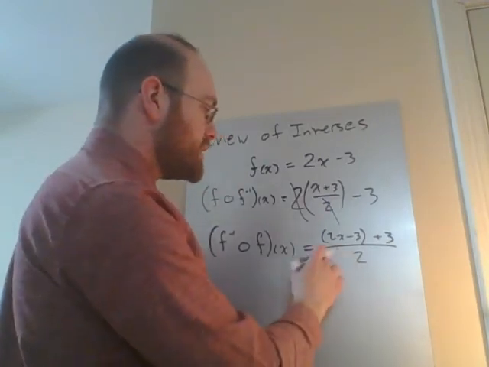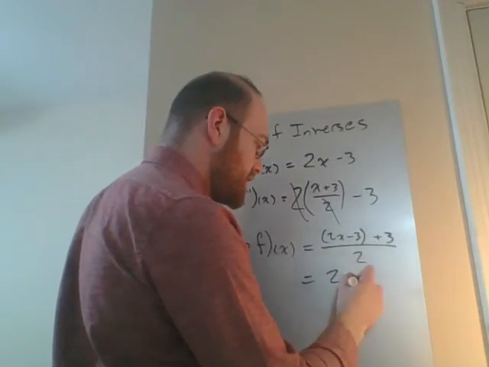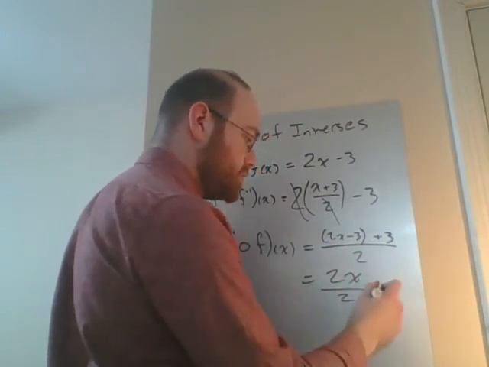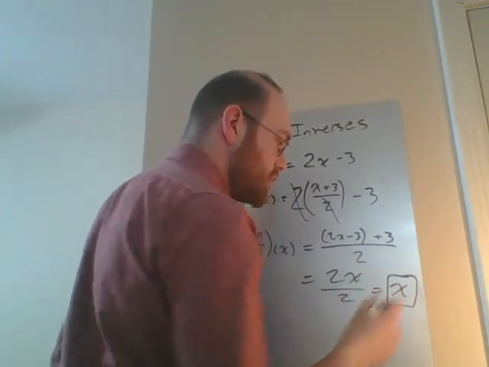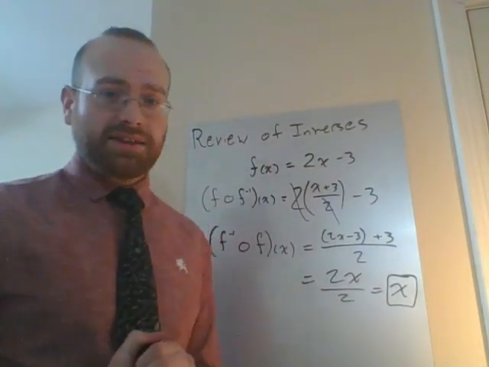In any case, we can simplify. 2x minus 3 plus 3 is just 2x, all over 2, which is equal to x. So we've now verified that these two functions are in fact inverses.